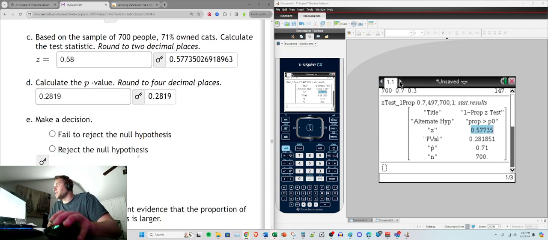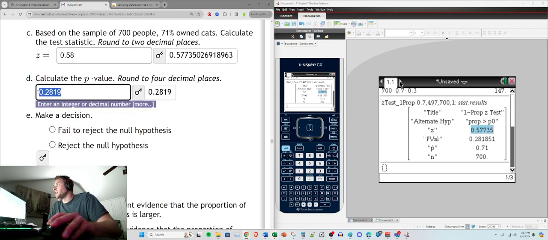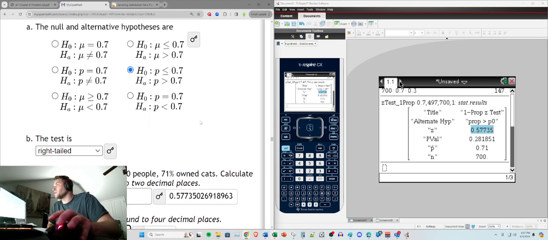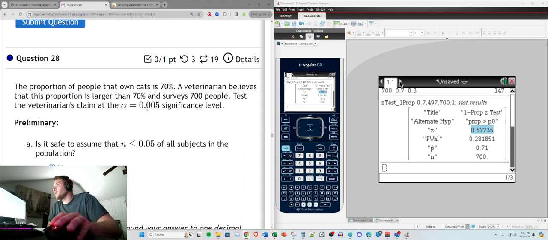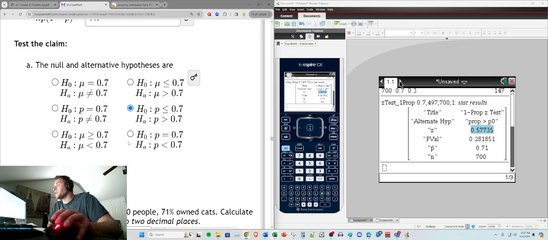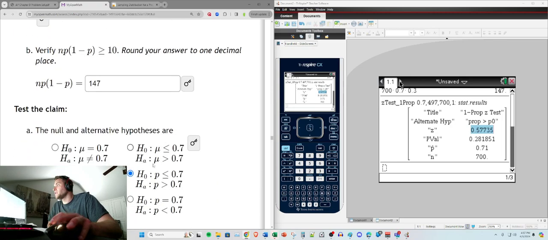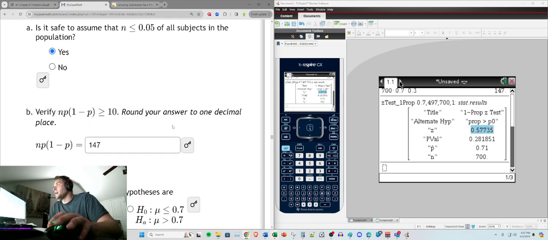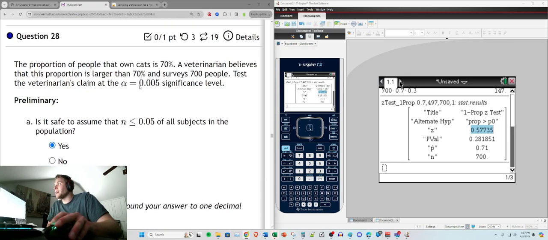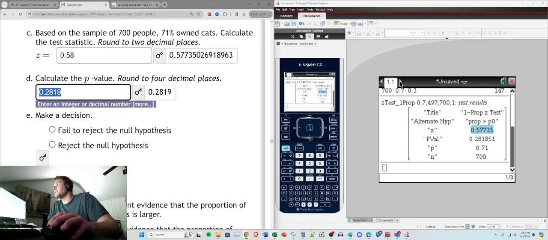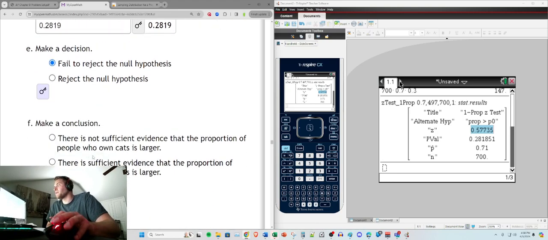And then we have to make our decision. What is our conclusion? We compare this number here to alpha, 0.005. Remember the saying: if the p-value is low, reject the null, the H0. And how low? It has to be lower than this number. Is this lower than 0.005? No. If it's not lower, we fail to reject, and that's why that's a fail to reject there. So we fail to reject the null hypothesis.